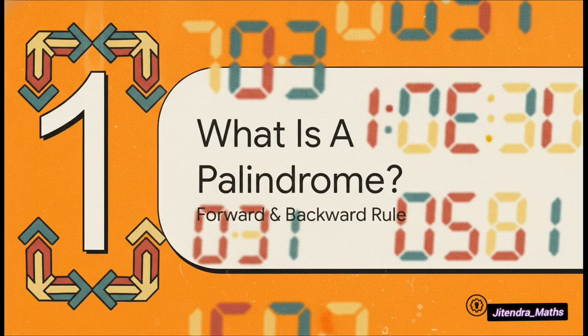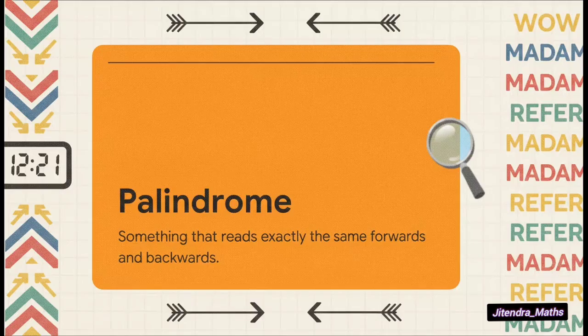Okay, part one. What is a palindrome? The forward and backward rule. Let's get our decoder key ready. Basically, a palindrome is simply something that reads exactly the same forwards and backwards. It's this concept of perfect symmetry. It literally doesn't change its identity whether you're coming or going.